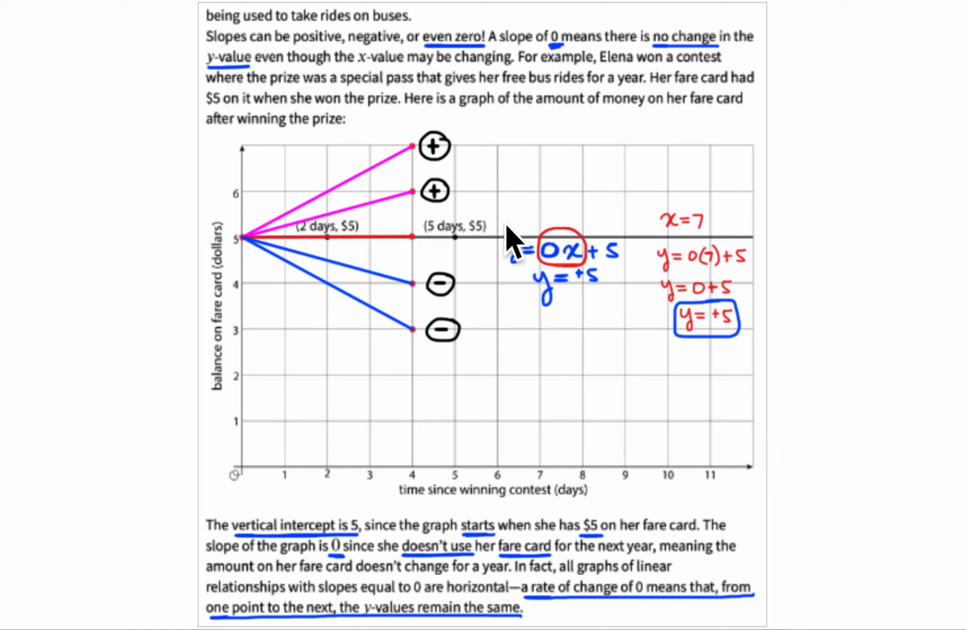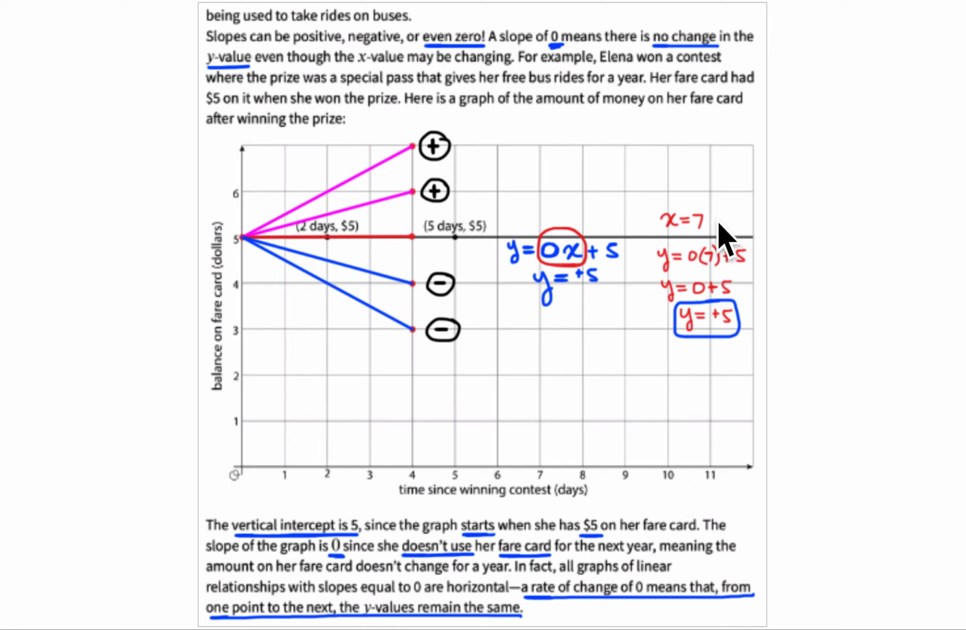And so I like writing the equation this way, including the x value as the slope is 0 times whatever x value you're given. So however many days you're looking at, that's going to end up being 0, because x times 0, or whatever it is, times 0 is 0. And then you're going to add the $5 that are on the card. So you're always going to end up with y equals 5, regardless of the number of days.